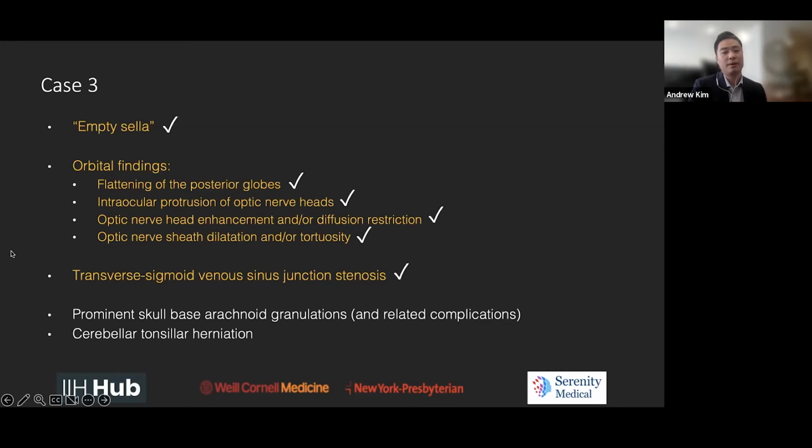So this patient checked off a lot of the findings that we can commonly see. In fact, pretty much all of them. Had an empty sella, flattening of the posterior globes. There was intraocular protrusion of those optic nerve heads. The optic nerve heads were enhancing. In this case, it wasn't diffusion restricting, but it is also another finding that you can see, which can be seen on non-contrast imaging. The patient had optic nerve sheath tortuosity and had the transverse sigmoid sinus junction stenosis.